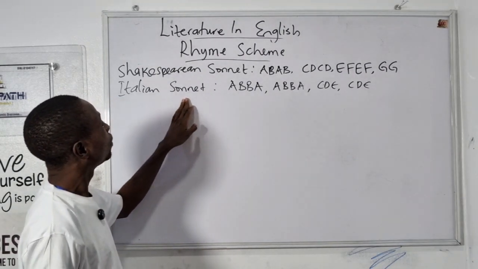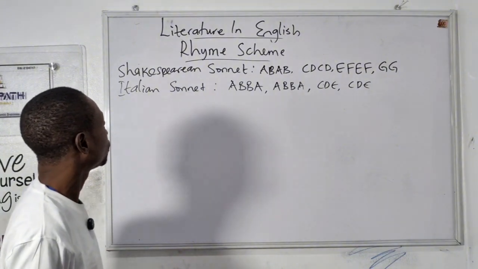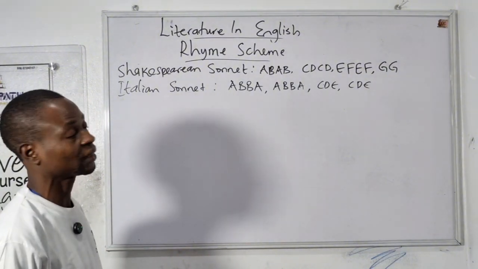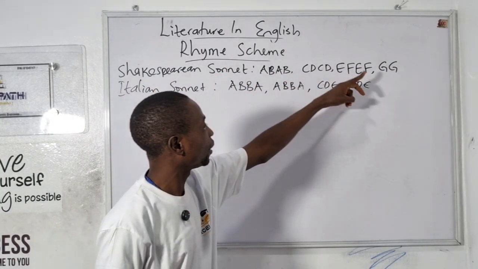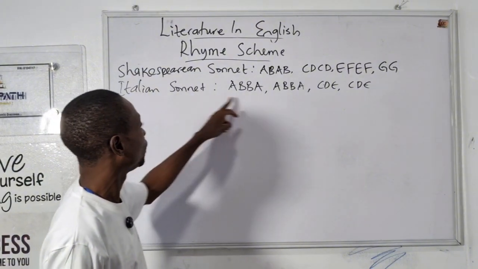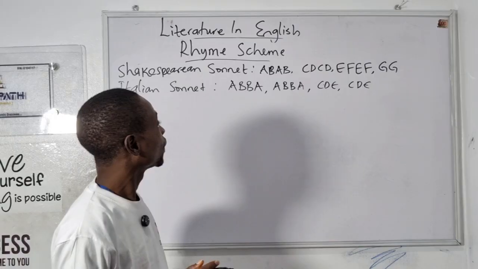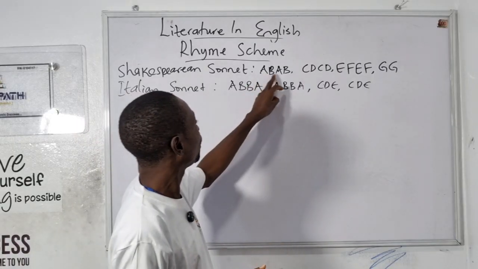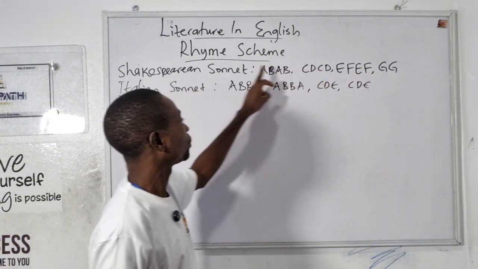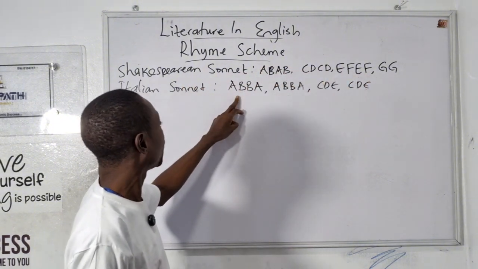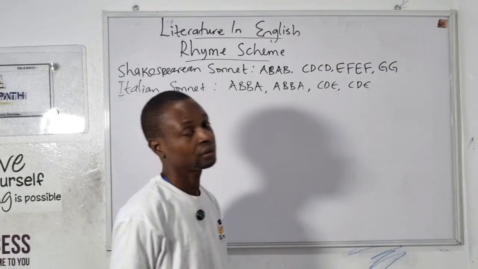First of all, when we are talking about sonnet, we have two types of sonnet with different rhyme scheme. We have Shakespearean sonnet with this rhyme scheme, and we have Italian sonnet with this rhyme scheme. How does Shakespearean sonnet rhyme? AB, AB, CD, CD, EF, EF, GG. This is Shakespearean sonnet. Then we have Italian sonnet, ABBA, ABBA, CDE, CDE.